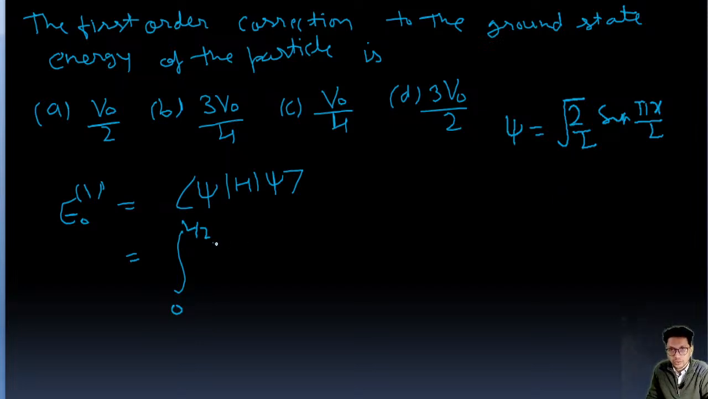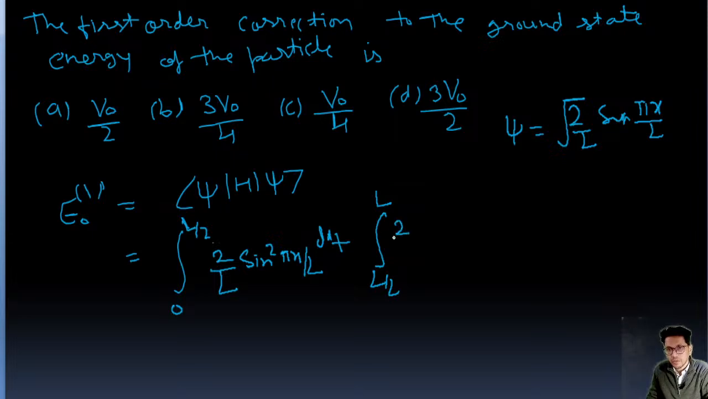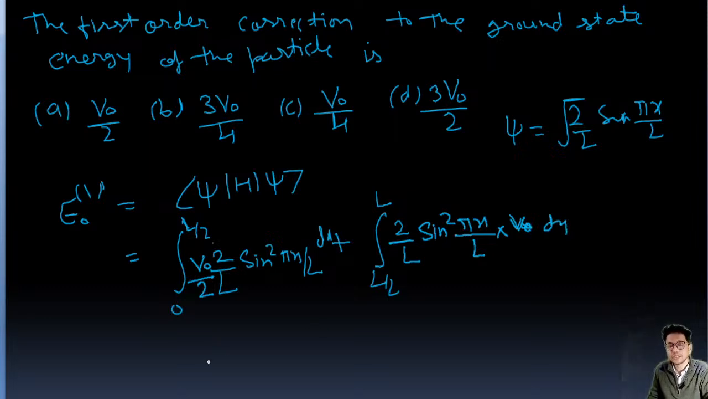So it is going to be 0 to L by 2, 2 by L sine square pi x upon L dx, plus L by 2 to L, 2 upon L sine square pi x upon L, and this is V0 by 2, and this is V0, V0 dx. If you solve it, it will give the value, right?